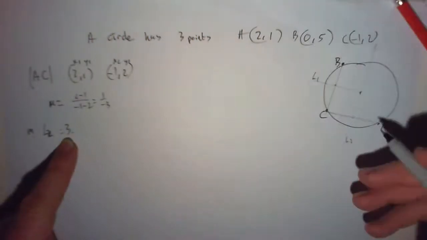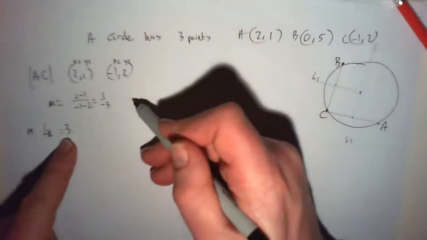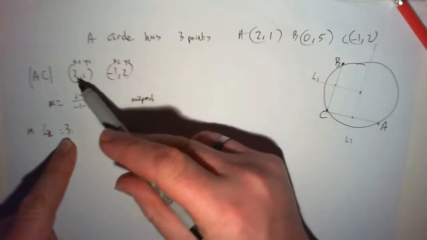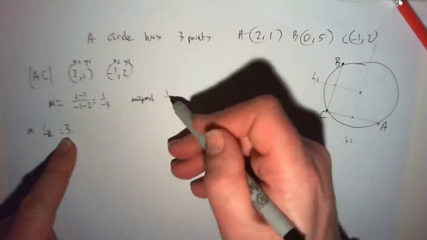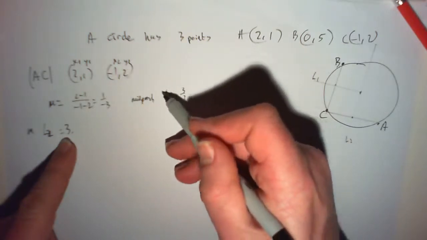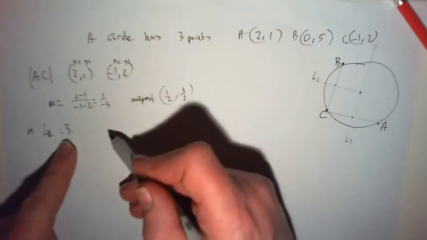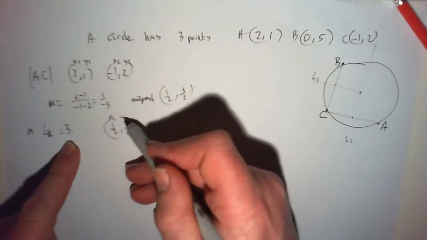Now we need the midpoint. We need something here to help us. So again, I'm going to go back to this. How do we get the midpoint? Midpoint, it's add the x's divided by 2. So 2 minus 1 is 1, so it's a half. And then 1 plus 2 is 3 over 2. So there's your midpoint. Okay, so that's the point I'm going to use. So a half and 3 over 2, x1, y1.